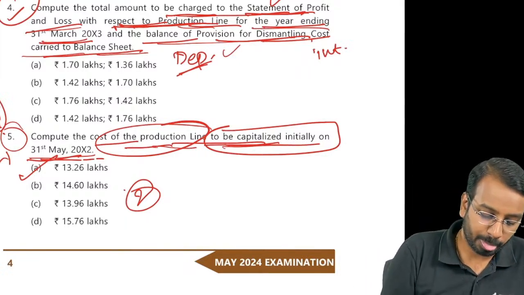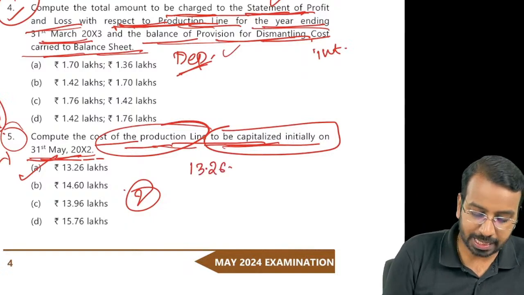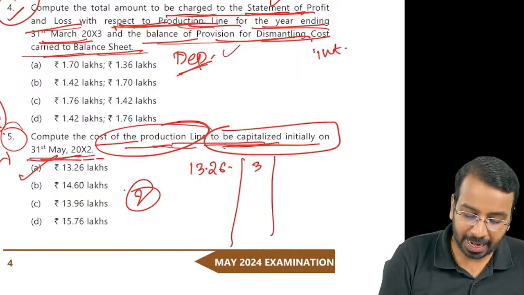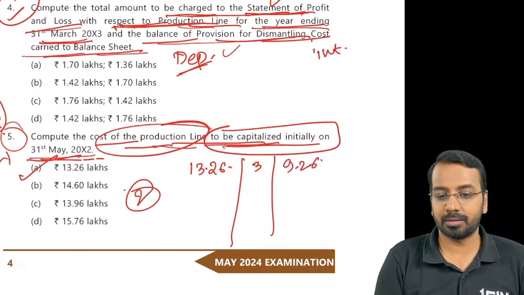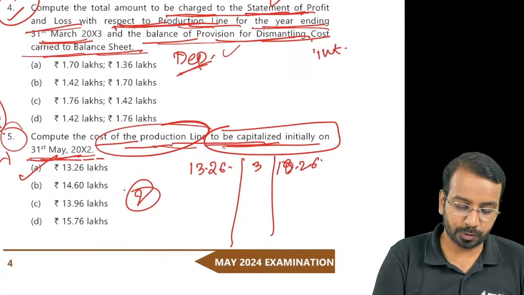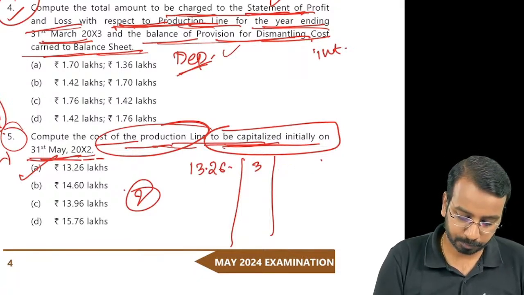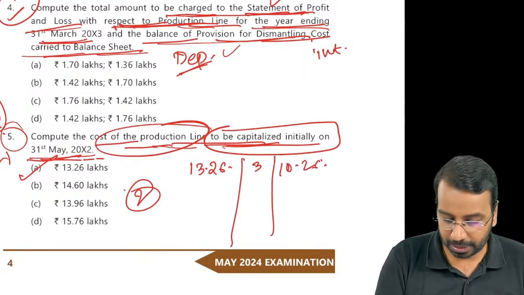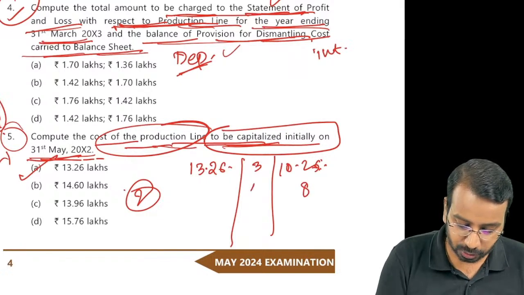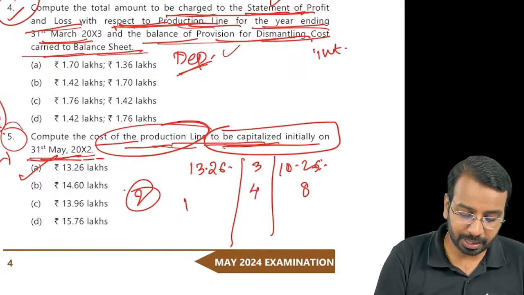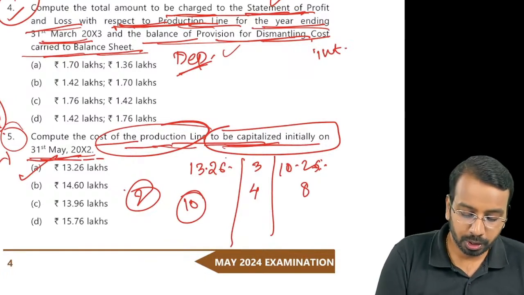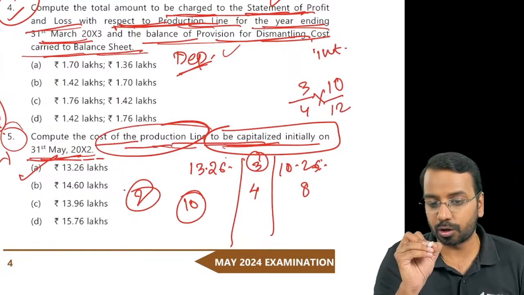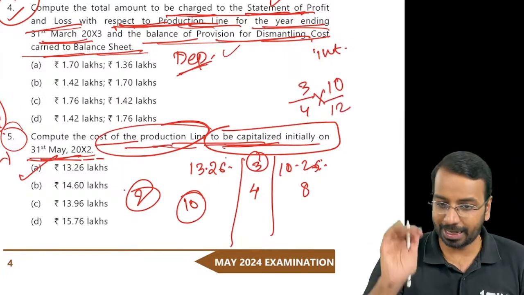Now for depreciation, out of this 13.26 lakhs, 3 is the overhauling, which has a useful life of 4 years, and the remaining, 13.26 minus 3, is 10.26. This 10.26 has a useful life of 8 years, and the other has a useful life of 4 years. And please remember, we have to calculate depreciation for 10 months. So you will do 3 divided by 4 into 10 divided by 12, that is for the overhauling part. You can calculate on your own.